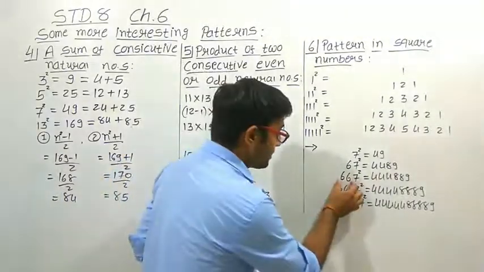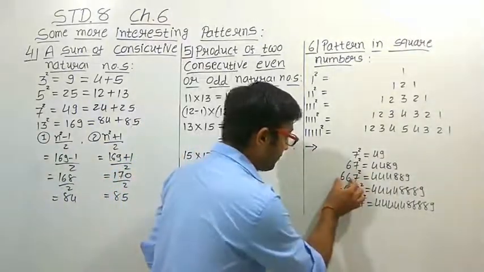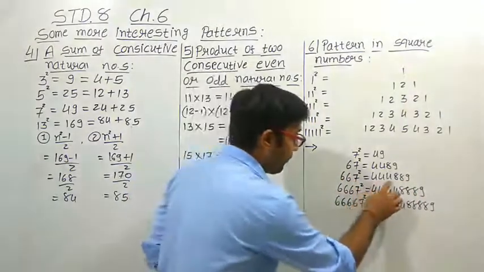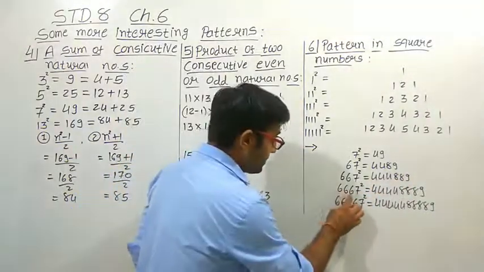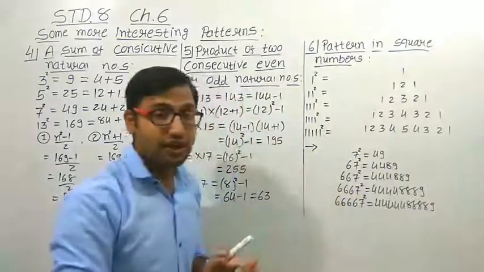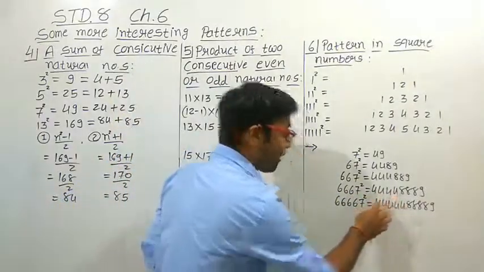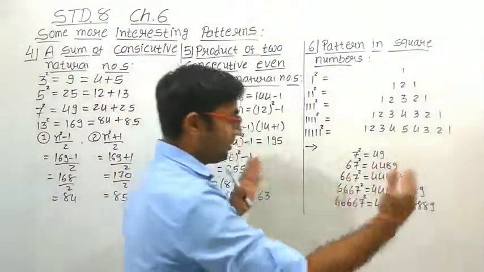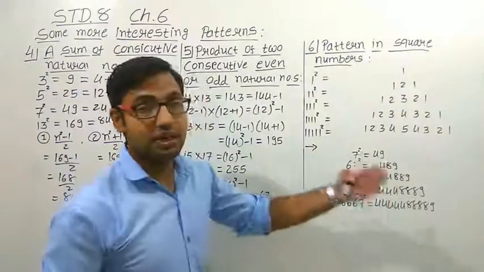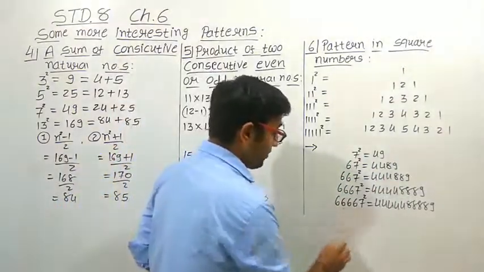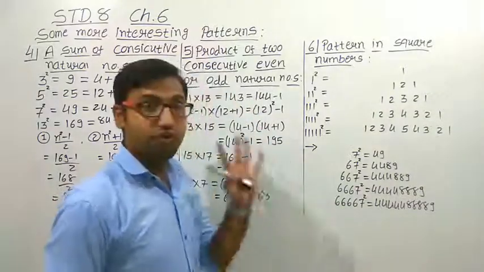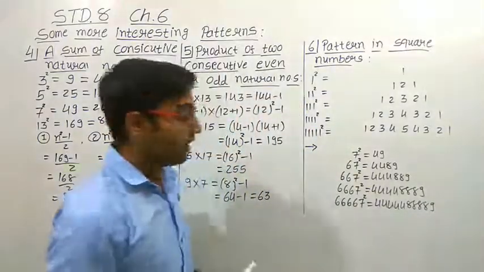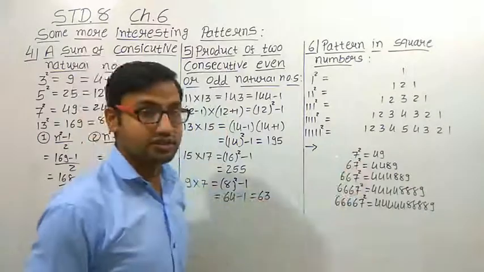Now see, 667 square. Here 6 is two times and 8 is also two times, but 4 will be three times. So we get 444889. 6667 square: 6 is three times, so 4 we get four times, 4444, and 8 we get three times, 8889. So 4 and 9 will be there as the first number and the last number in every case. 66667 square: 6 is four times, so we get 4 five times, 44444, and 8 four times, 88889. Again 4 and 9 are the first digit and the last digit.